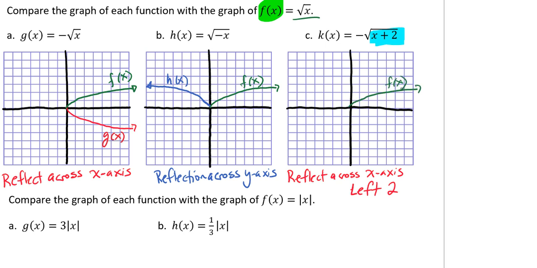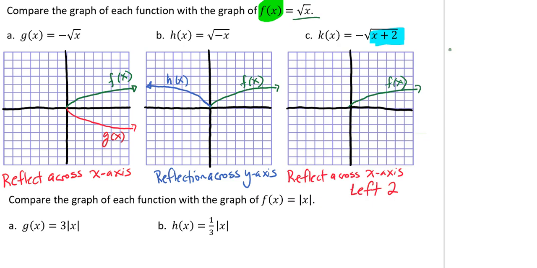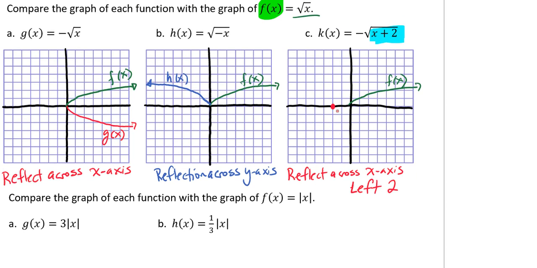F of x. So we'll go to our calculator, and we will plug in the second equation, negative square root of x plus 2, and we'll graph that. And we see that it's reflected across the x-axis and it's moved over 2 places. So we're going to take our base and move it over 2 places, and this is where it'll start. And then we have it reflect down. And that's going to be our k of x.